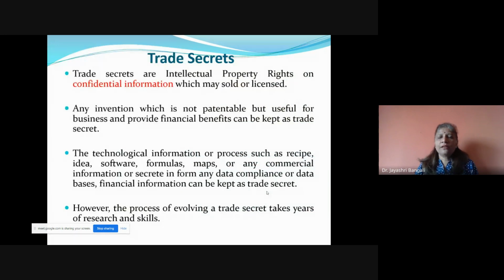The next one is the trade secret. It is a very interesting type of IP. Trade secrets are intellectual property rights on confidential information. It means the invention or its process is not patented. It is kept confidential, a secrecy. It is not registered anywhere, so it is called a trade secret.